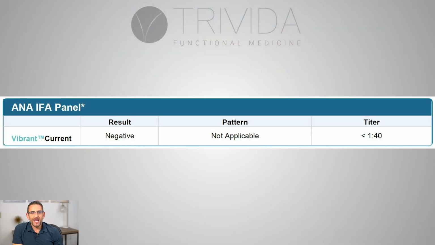ANA, anti-nuclear antibody. So let's break that word down. Anti means against. Nuclear in this case means nucleus of a cell. Every cell has a nucleus or a brain. An antibody or fighter. So against nucleus antibody. So what that means in plain English is your body, if this is positive, if you have a positive ANA, your body is producing antibodies to its own cells. So your body's producing fighters or soldiers against itself.